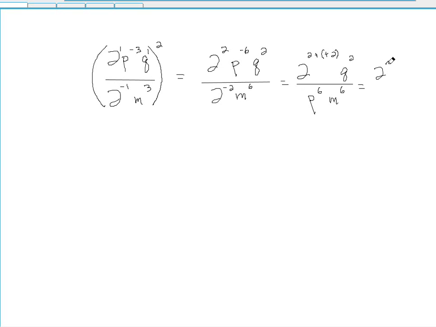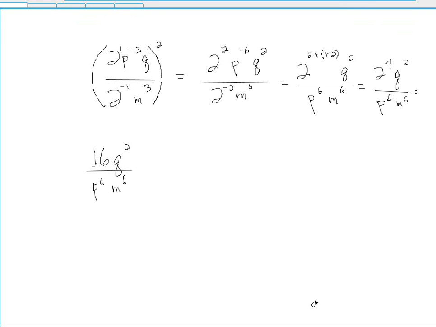So you end up with this. 2 to the 4th q squared divided by p to the 6th m to the 6th. So the only thing left that you can do here is take that 2 to the 4th, which is 2 times 2 times 2 times 2, and make it a 16. Q squared over p to the 6th, m to the 6th. Okay? And that's it. I only need the equal sign because we're done.